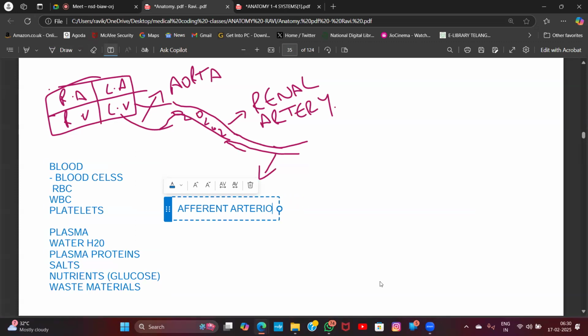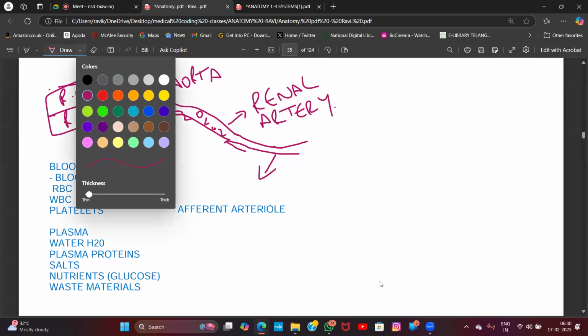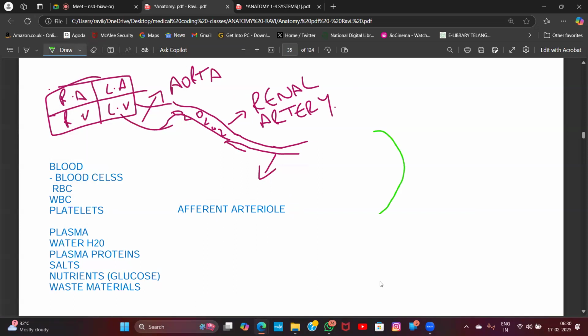Now the structure of the nephron. This blood is carried to the nephron. I'm going to show you the structure of the nephron. The first structure is a capsule-like structure called Bowman's capsule.